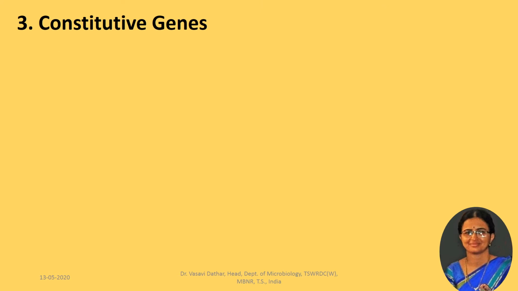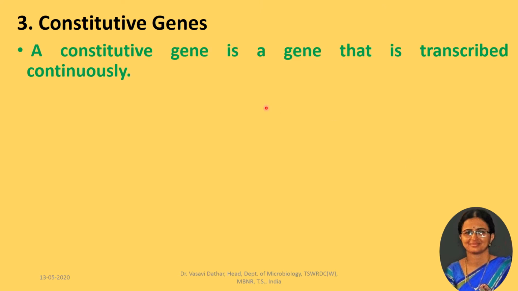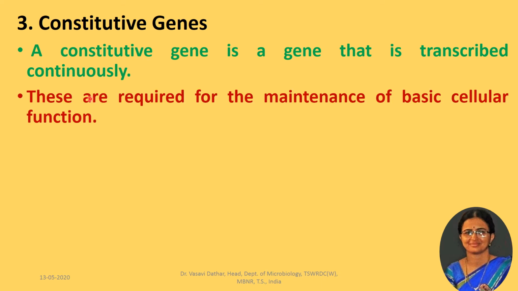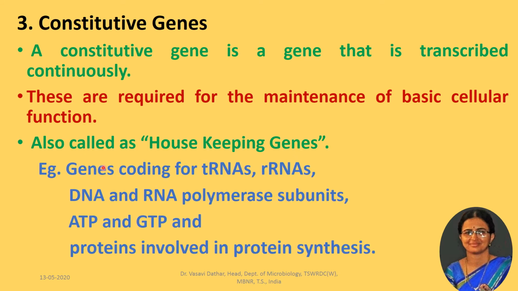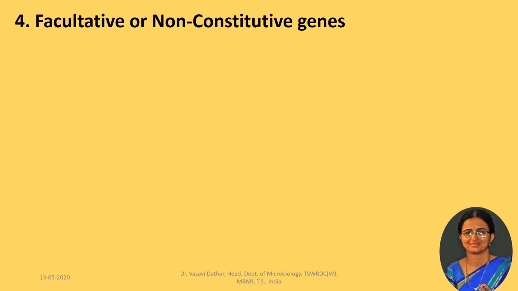Next is constitutive genes. This is a gene that is transcribed continuously in a cell. These are required for the maintenance of basic cellular function, so they are called housekeeping genes. For example, genes coding for tRNAs, rRNAs, DNA polymerase subunits, ATP and GTP, and proteins involved in protein synthesis.